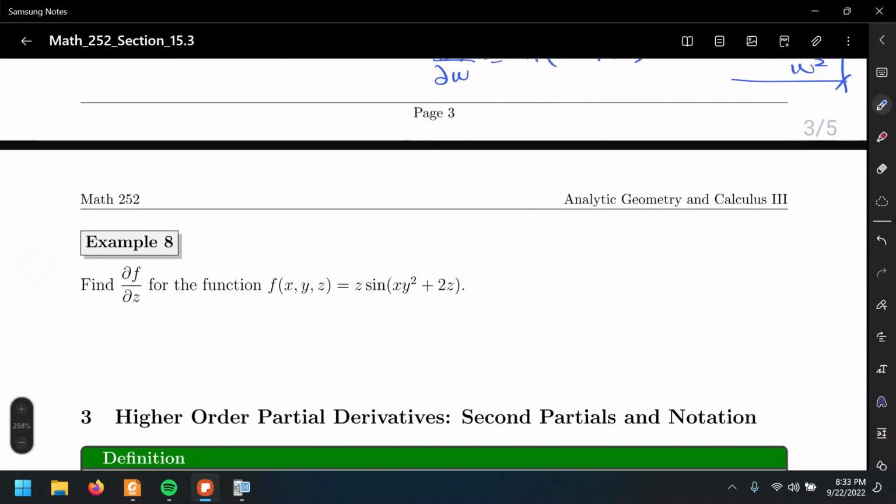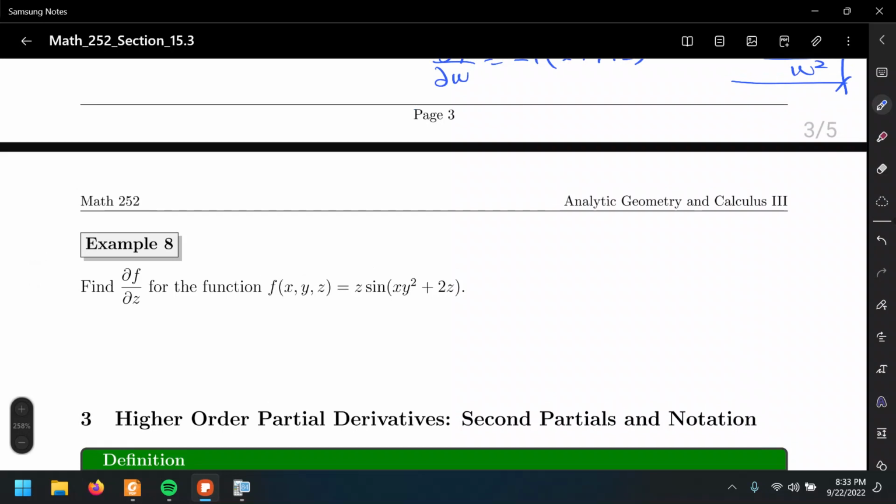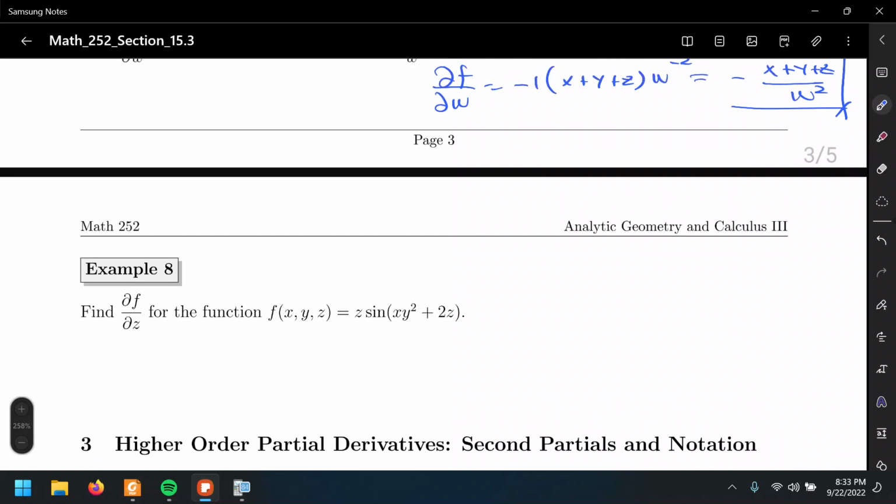So we have another one. Yes, we have another one. Find the derivative with respect to z only for the function z sine of x y squared plus 2z. Which differentiation rule should we use in this case? Product rule, right? Because we have a product of functions, and both factors contain the z.